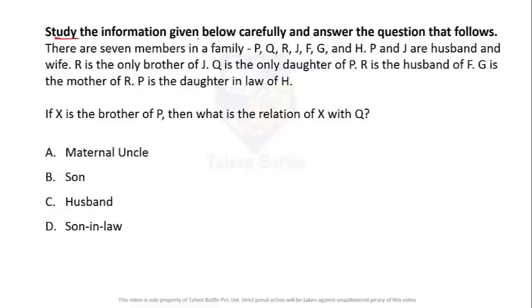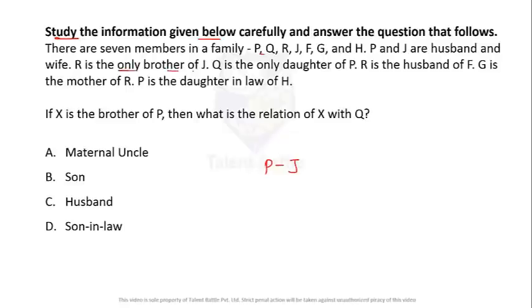Study the information given below carefully and answer the question that follows. There are 7 members in a family: P, Q, R, J, F, G, and H. P and J are husband and wife. We don't know who is husband and who is wife, so we'll keep it as it is.